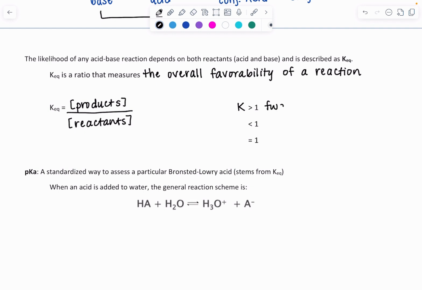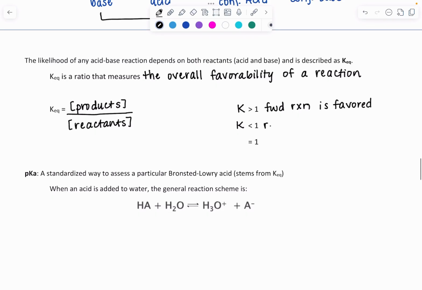I'm going to abbreviate forward FWD. And then reaction, RXN. If K is less than 1, that means there are more reactants than products. So we'll say the reverse reaction is favored. And if K is equal to 1, that means neither side is favored.